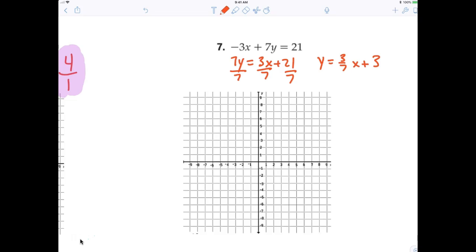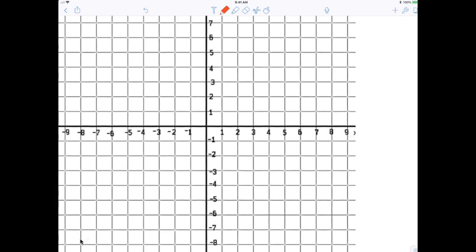All right, now you get to graph it. What do I have to do? So, go up 3. Yes, ma'am. You go up 3, plot a point. Then from there, you go across 7. Up 3 and over 7.